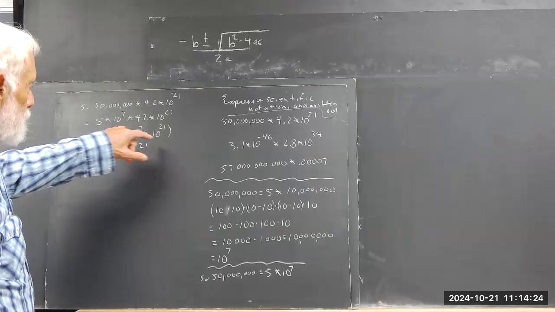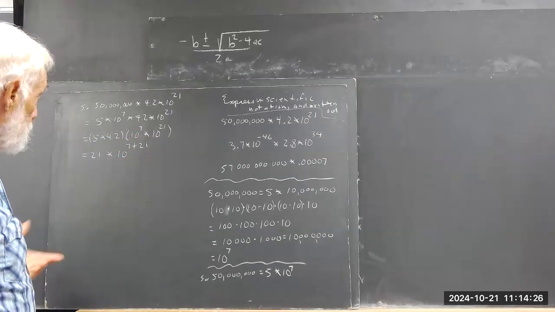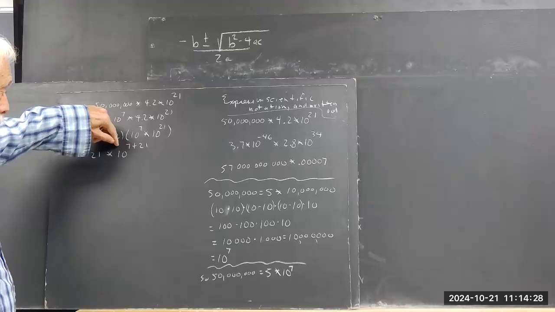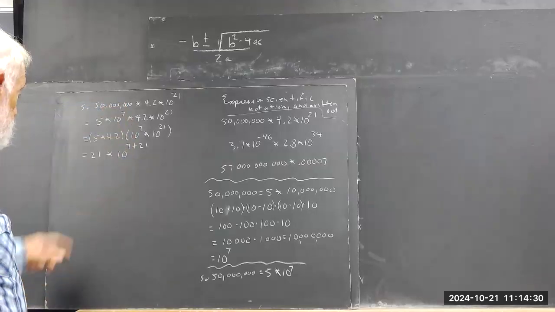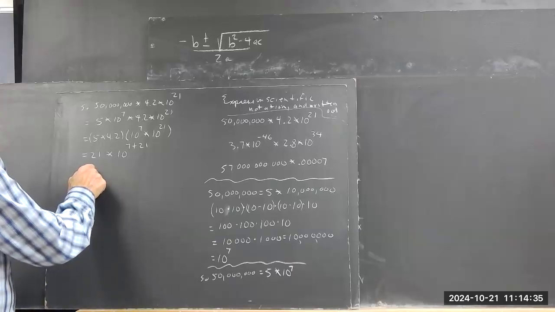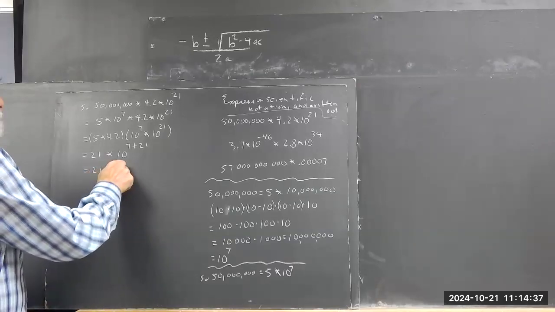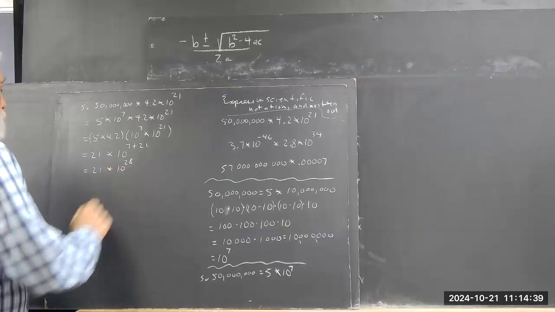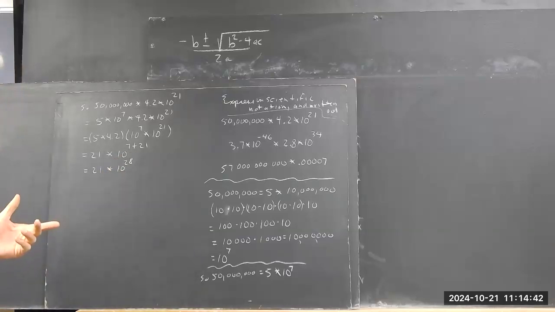And then 10 to the 7th times 10 to the 21st, by the rules of exponents. We have the same base. We simply add the exponents. We get 21 times 10 to the 28th.